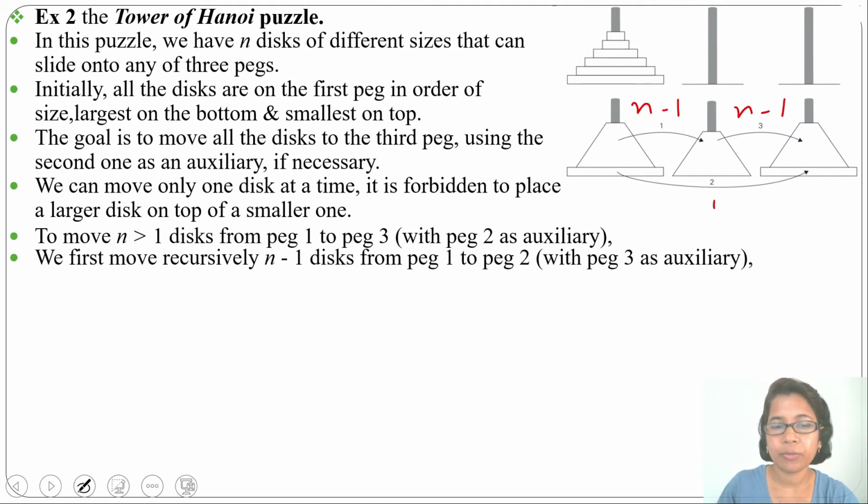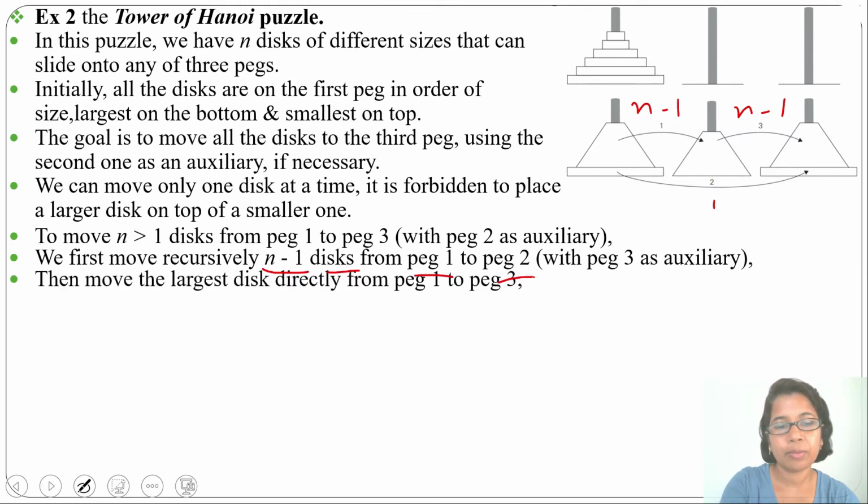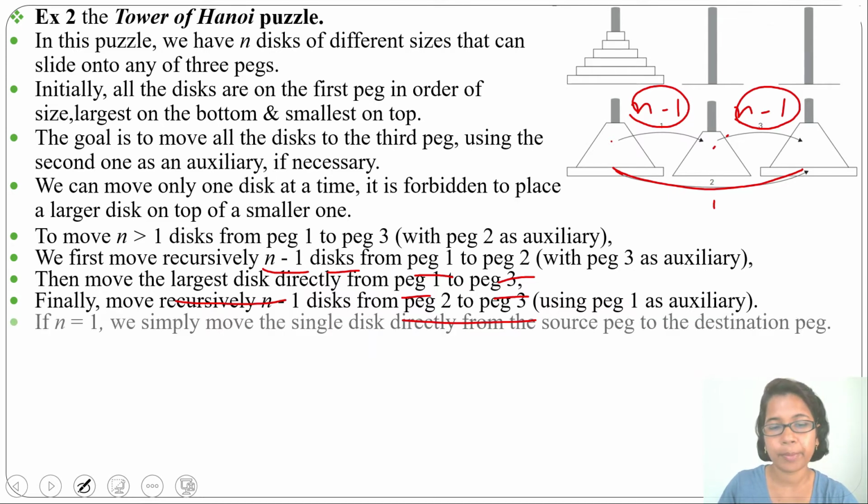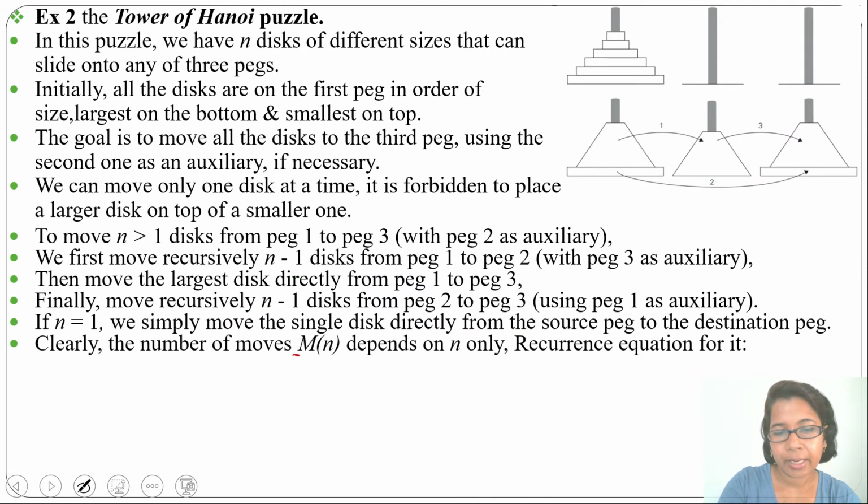So first we will move recursively n minus 1 disks from peg 1 to peg 2. Next we will move the largest disk from peg 1 to peg 3. Then we will move n minus 1 disks from peg 2 to peg 3. So that will be our recurrence relation. We are moving n minus 1 disks from peg 1 to peg 2, then one disk from peg 1 to peg 3, then n minus 1 disks from peg 2 to peg 3. And if n equals 1, meaning there is just one disk, then we can directly move it from peg 1 to peg 3. So the number of moves we can write as M(n).